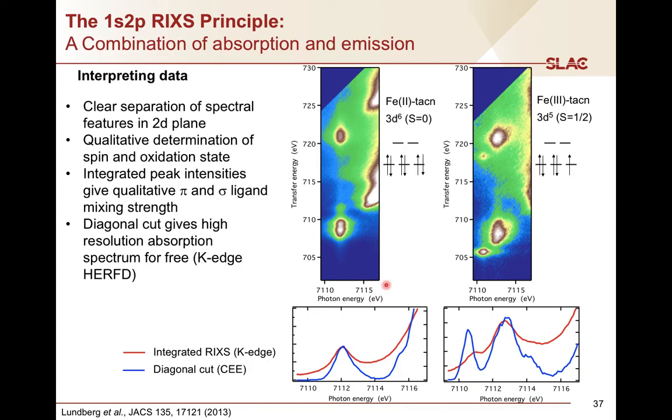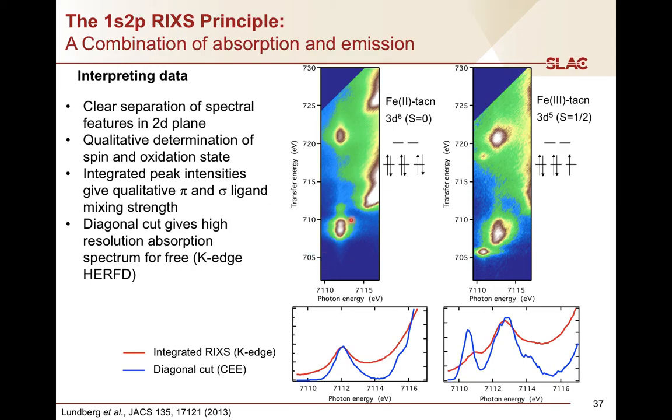Another thing is, when you take diagonal cuts, look at the one on the left. That's also TechN. It's iron 2 plus, D6 low spin. For the KH, we expect exactly one peak because there's only one absorption energy that you can reach. However, there are multiple emission energies, as you see here when you look at the diagonal. So there's a bump here, and at higher energy transfers another one.